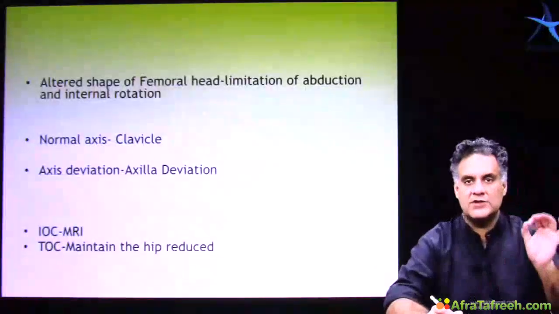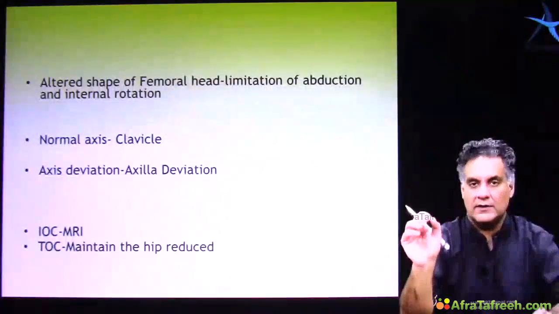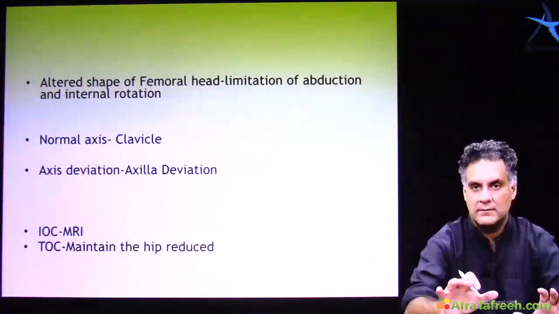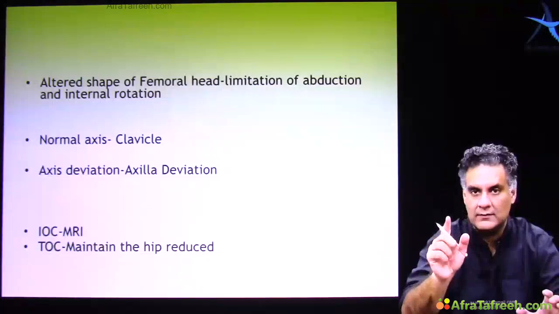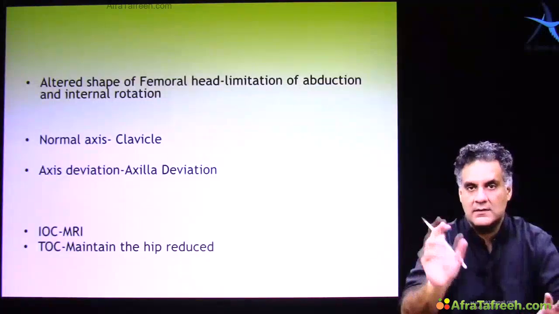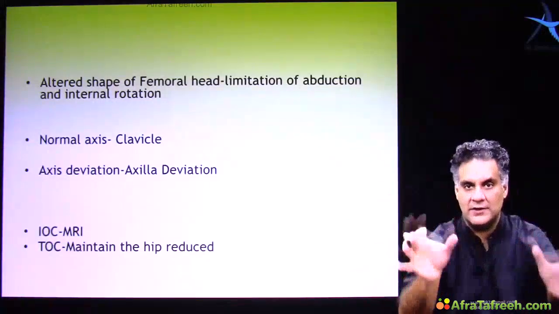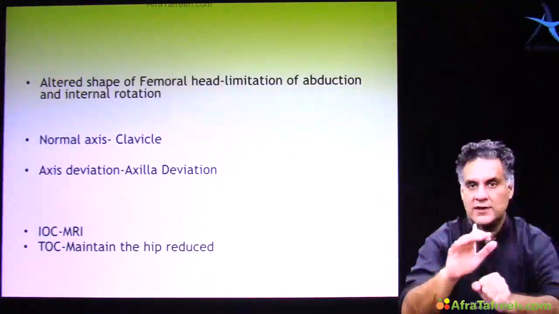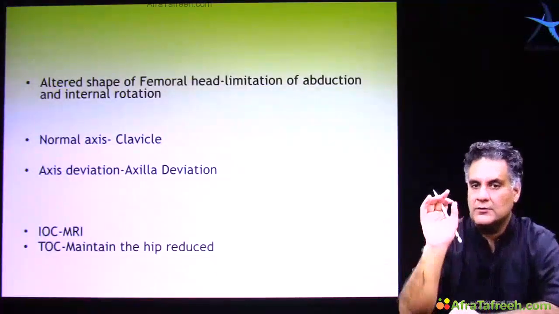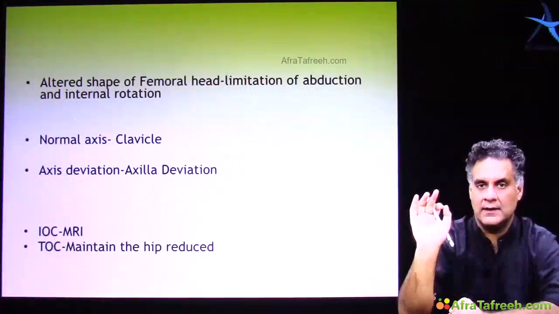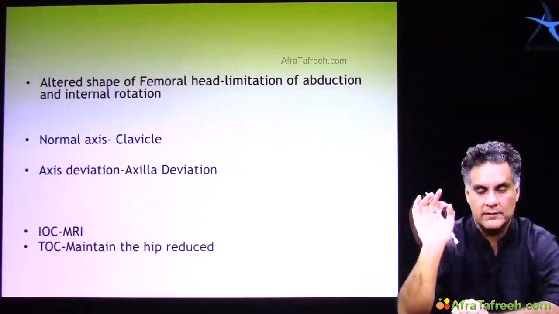So when we look at the shape of the femoral head, if it is altered, there is a limitation of abduction and rotation. Normal axis: when you flex your hip, the knee goes to the clavicle. If there is damage, the knee will go to the axilla, axis deviation. The investigation of choice in any hip pathology, in fact in orthopedics, is MRI. Treatment of choice is to maintain the hip reduced. This is what you should remember.